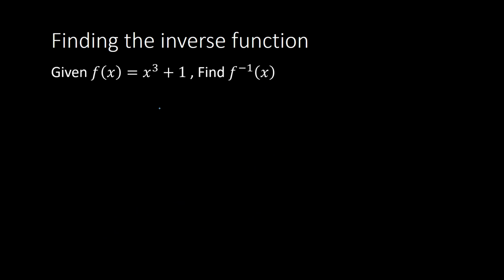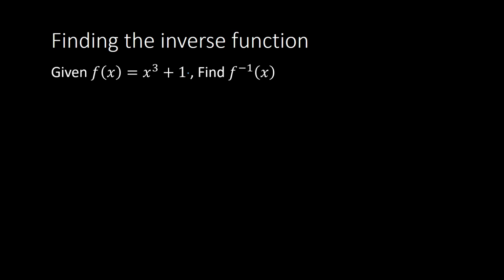Well, here's a function given to us. f of x equals x to the third power plus 1. And our goal is to find the inverse function, which, by the way, this is your inverse function notation, with a little -1 above the f. That means inverse function. It does not mean you're raising it to the negative first power. Okay, so take note of that.